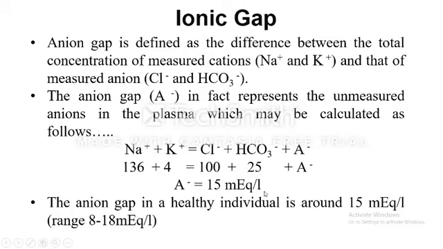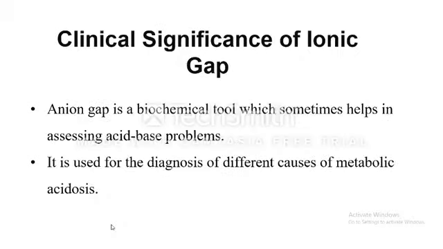So this is the ionic gap that should be present in a healthy person. An ionic gap in a healthy individual is around 15 milliequivalent per liter, and the acceptable range is 8 to 18 milliequivalent per liter. What is the clinical significance of this ionic gap? It is a biological tool which sometimes helps in assessing acid-base problems. It is used for diagnosis of the different causes of metabolic acidosis.